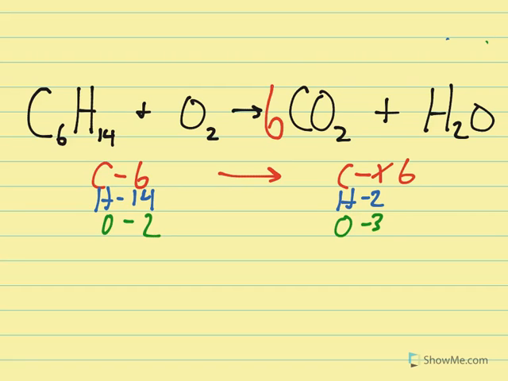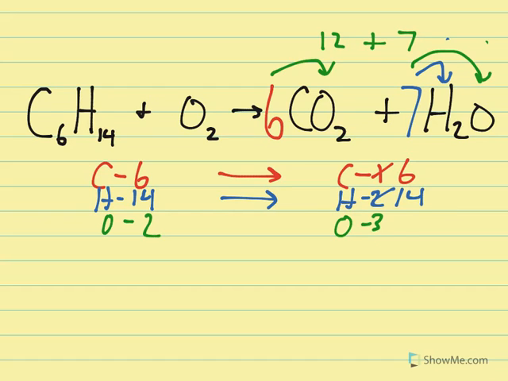That'll give me 6 oxygens. For the hydrogens, there are 14 on the left, so I'll have to put a 7 here because 7 times 2 is 14. But by adding these coefficients, I have completely messed up my oxygens. On the right, 6 groups of 2 oxygens is 12. So that's 12 oxygens plus 7 oxygens here. So 12 plus 7, I now have 19 oxygens on the right.